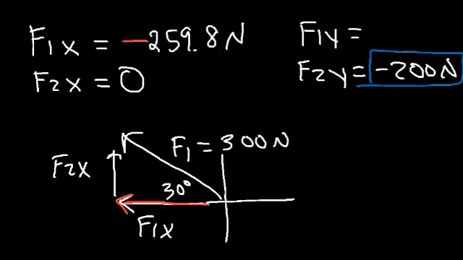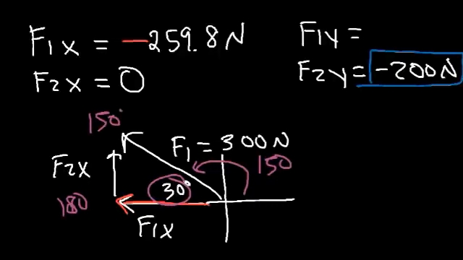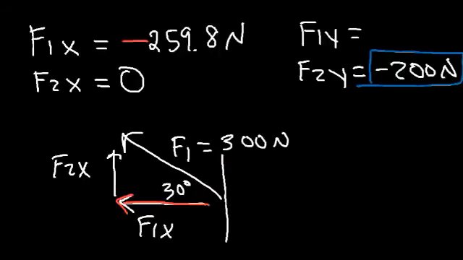If you find the angle relative to the positive x-axis, the angle is 150. This is 180, so this is 30. This has to be 150. If you type in 300 cosine 150, you should get negative 259.8. So F1x is simply negative. That's what you need to take from this.